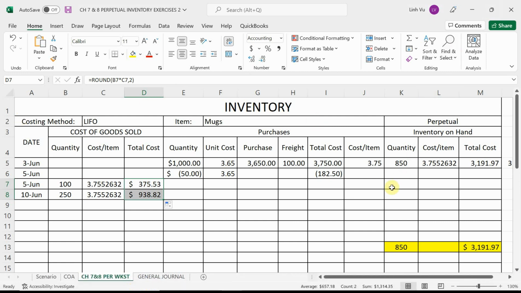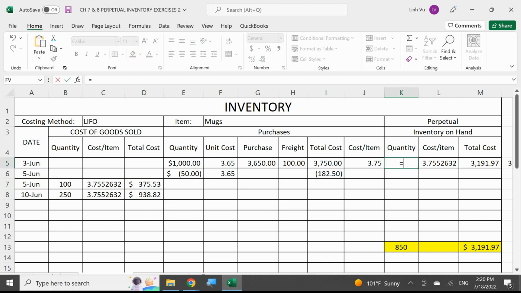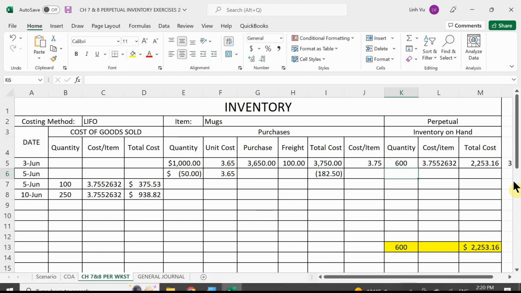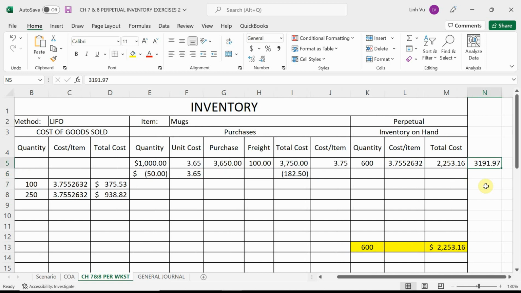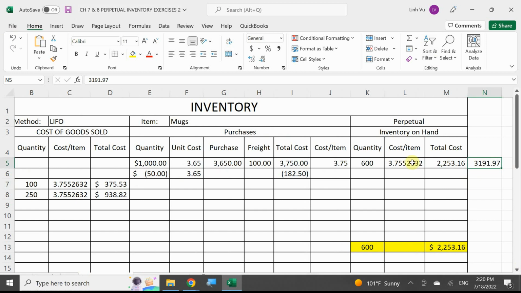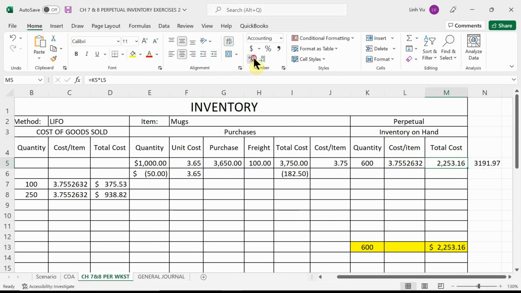So this is where I have to adjust my inventory, because I no longer have 850 since I just sold 250. How much should I have left now? I should have 600. And 600 times 3.755262 should give me $2,253.16. Well, let's double confirm that. It should be 15 cents, not 16.